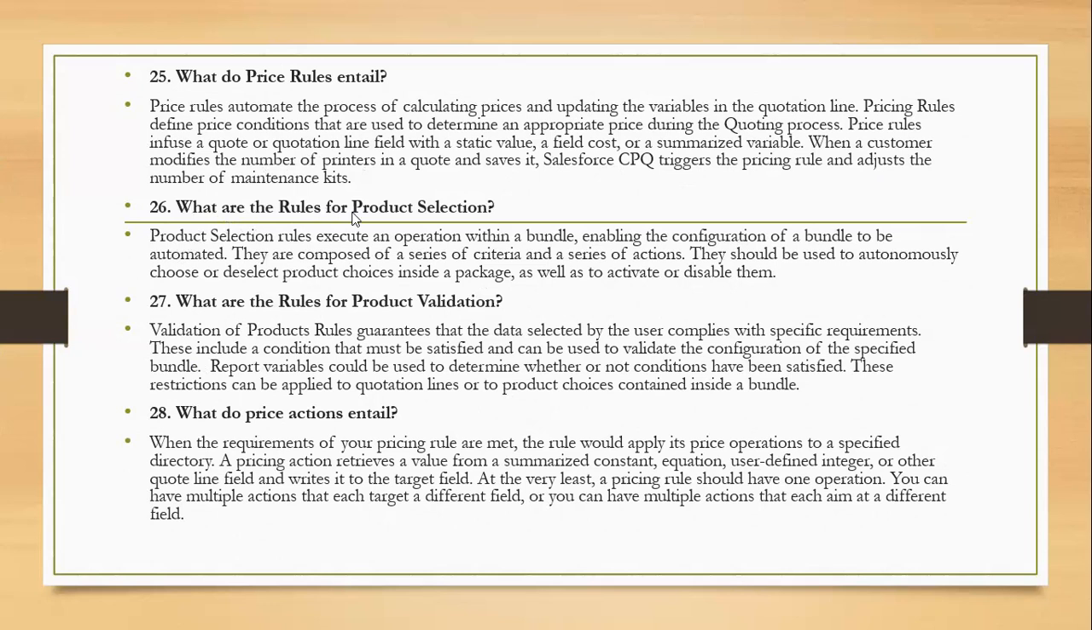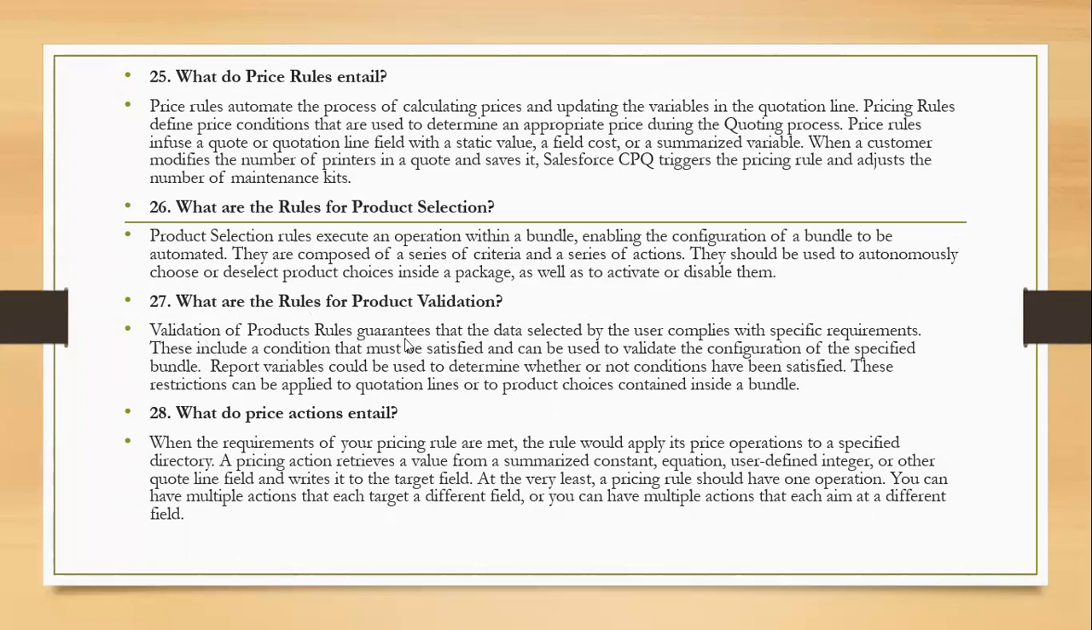Next question: what are the rules for the product selections? Product selection rules execute operations within the bundles, enabling the configuration of the bundles to be automated. They are composed of a series of criteria and a series of actions. They let the user automatically select or deselect products inside the package, as well as proactively disable them.